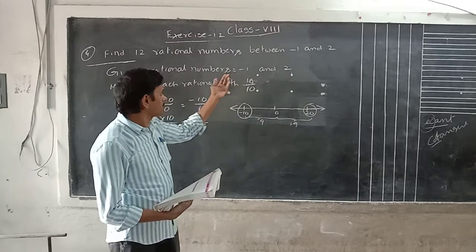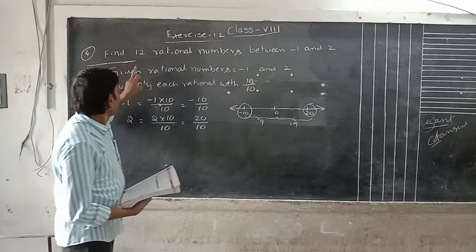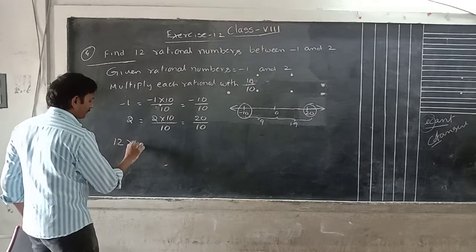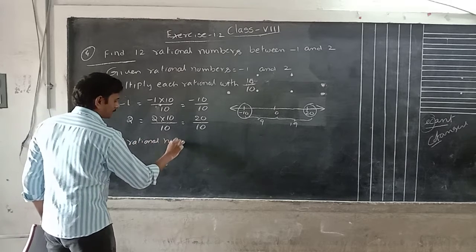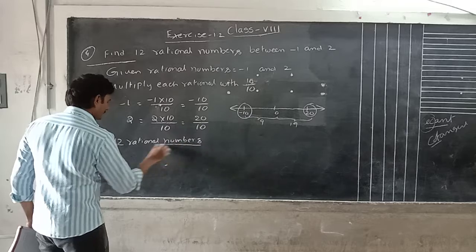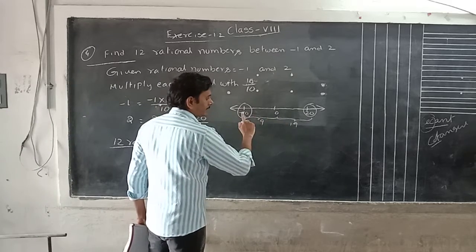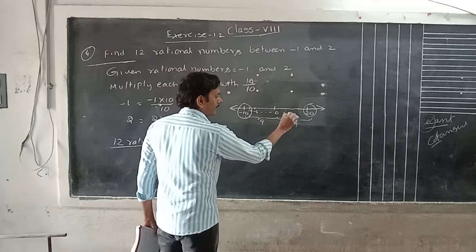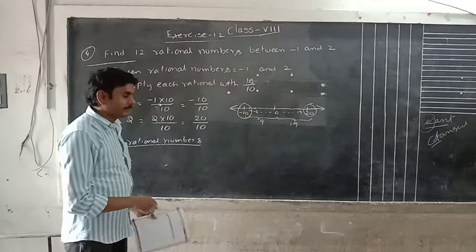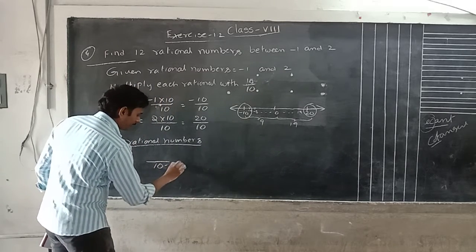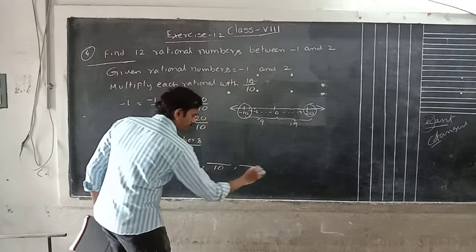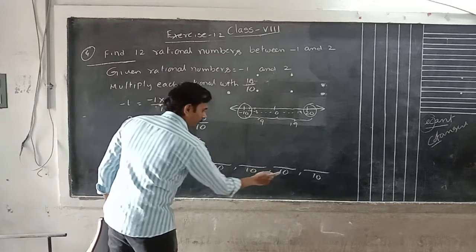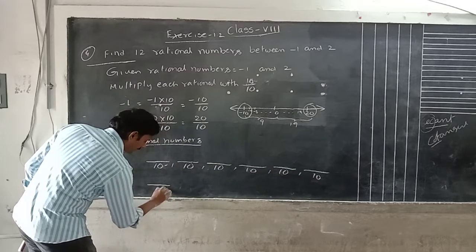Of those 28 numbers, how many numbers do we need here? 12 rational numbers only, 12 rational numbers. That means between minus 10 and 20, between which numbers do we place them? Minus 9, minus 8, like that, up to 19. Each denominator is 10, and 100.